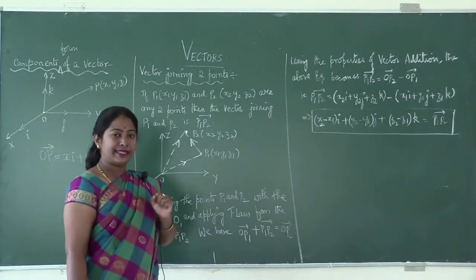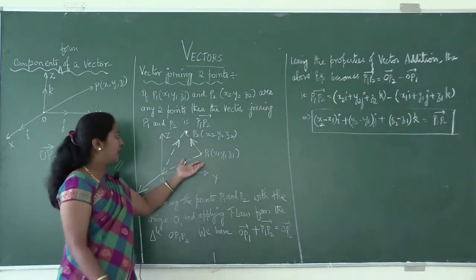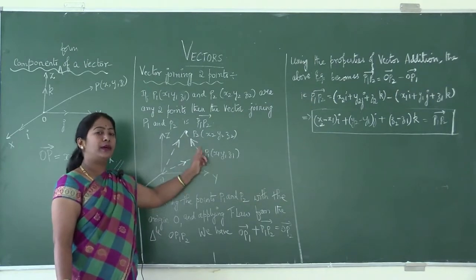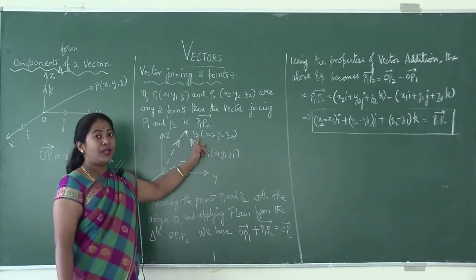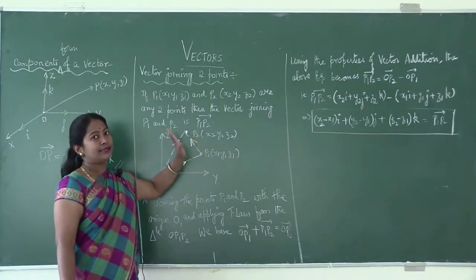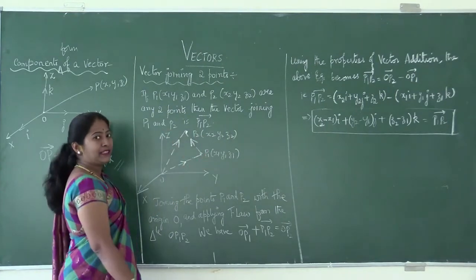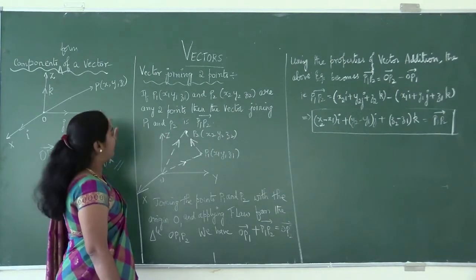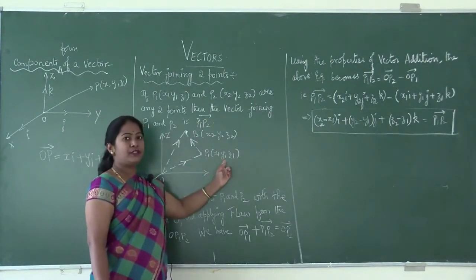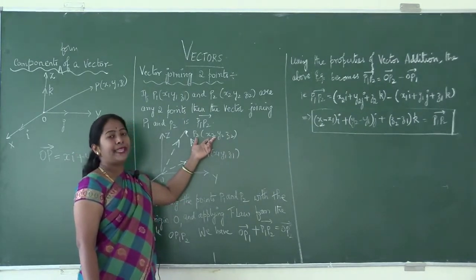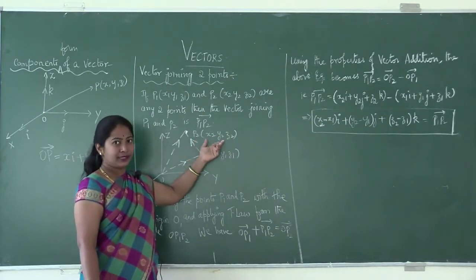Quickly to summarize again, I'll just brief you here. We will consider 2 points, P1 of x1, y1, z1, P2 of x2, y2, z2. The points P1 and P2 are in the scalar form. What is the vector form of point P1? Keeping this definition in mind, component form of vector: x1i plus y1j plus z1k. What is the vector form of the point P2? x2i plus y2j plus z2k.